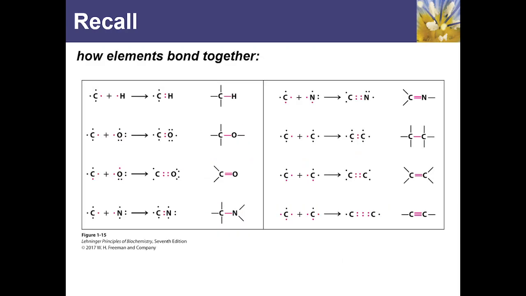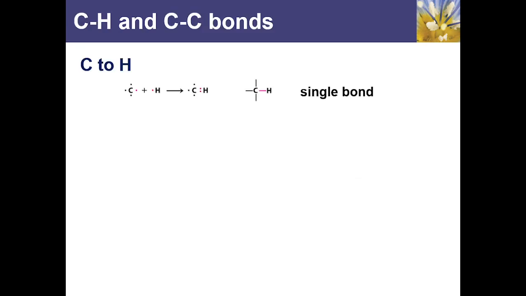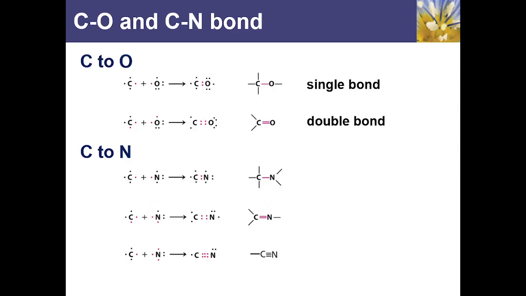Okay? Now, let's recall how elements bond together. So I am showing here a diagram on how your carbon-hydrogen bonds are formed. So we have a carbon-hydrogen single bond. For oxygen to bond with your carbon, you can form two bonds. You have your carbon-oxygen single bond or you have your carbon-oxygen double bond. Okay? Now for nitrogen, we have three. So you can either form a carbon-nitrogen single bond, a carbon-nitrogen double bond, and we also have a carbon-nitrogen triple bond.